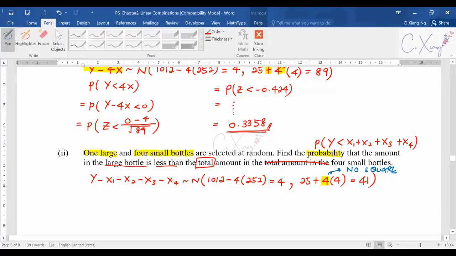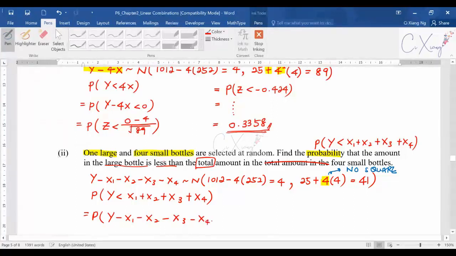Okay, please be aware of this because a lot of students will make careless mistakes or feel confused when they answer the question. Okay, and after that, again, they want to calculate the probability for y smaller than x1 plus x2 plus x3 plus x4. Then you will have y minus x1 minus x2 minus x3 minus x4 smaller than 0.